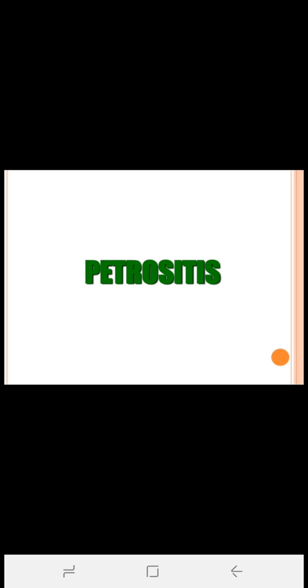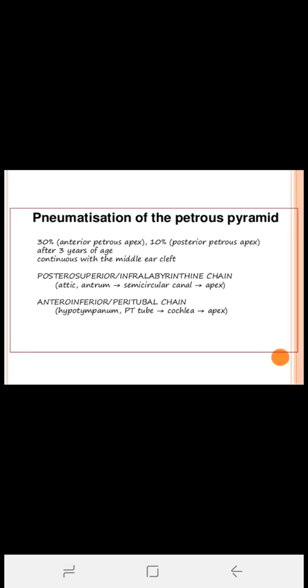Now another complication is petrositis. Pneumatization of the petrous pyramid is normally 30% in the anterior petrous apex and 10% in the posterior petrous apex after 3 years of age. It is continuous with the middle ear cleft. However, there are two pathways, two chains: the posterior superior tract or intralabyrinthine chain, and the antero-inferior or peritubal chain.